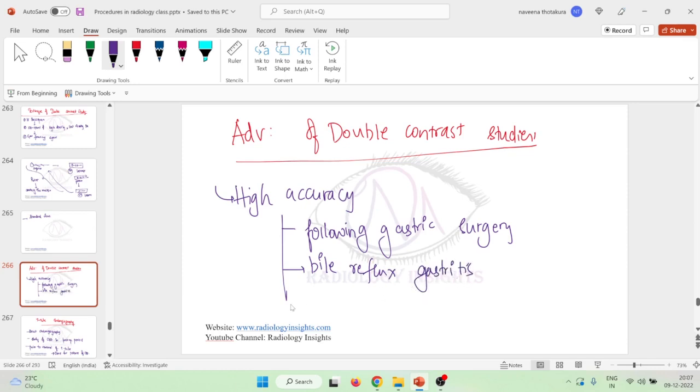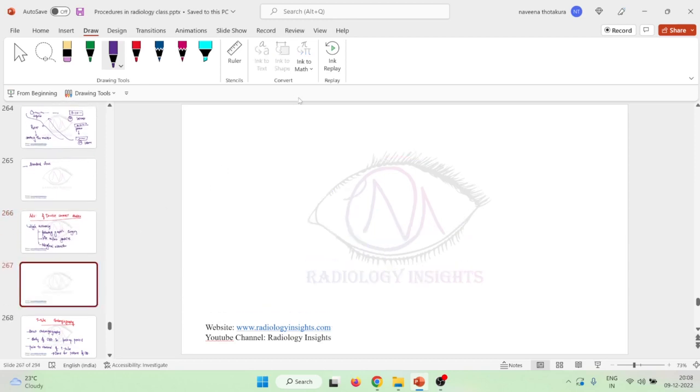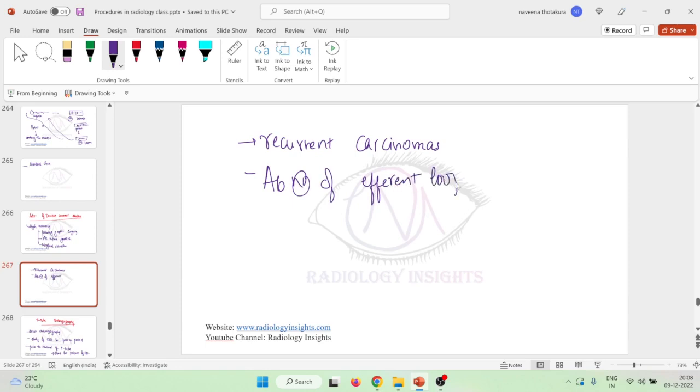Then it is done if the patient has any marginal ulcerations, because these marginal ulcerations are not detected in single contrast study. So you can detect them better in double contrast study. If the patient has any recurrent carcinomas, or any abnormalities of efferent loop, all these can be diagnosed by double contrast studies.